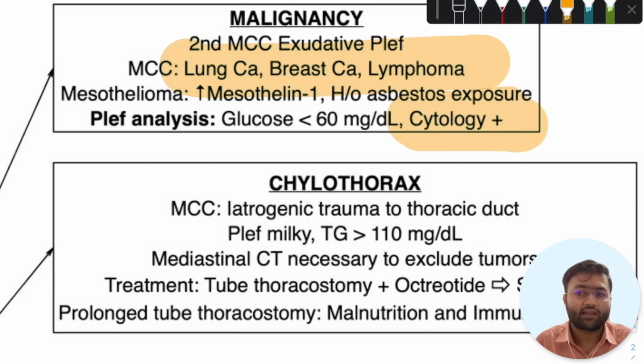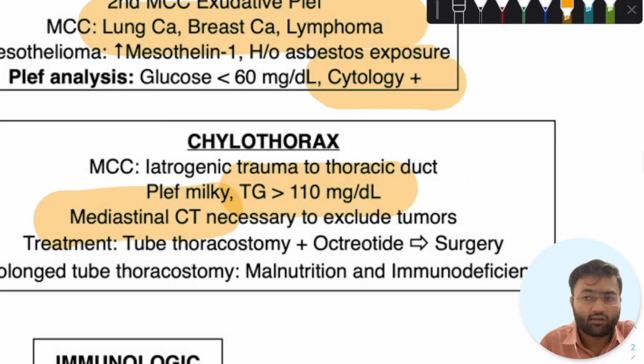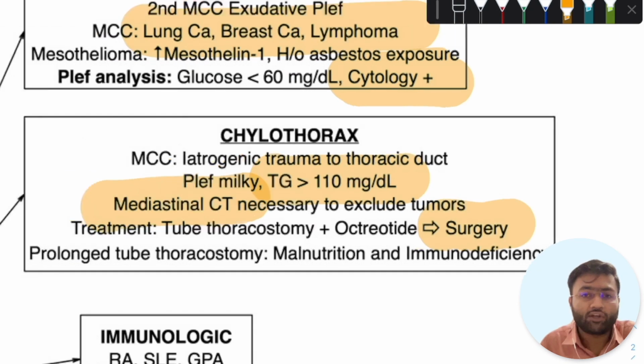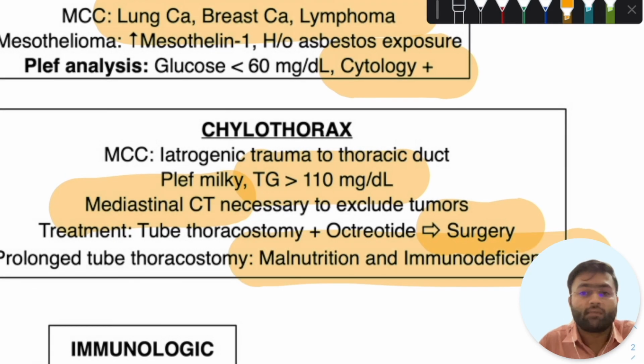Then chylothorax is secondary to iatrogenic trauma, generally seen during thoracic surgery. Pleural fluid will reveal milky fluid, and along with that the TG levels are elevated to more than 110 milligram per deciliter. In this condition, always suspect the presence of mediastinal tumor, and thus mediastinal CT is necessary. Definitive treatment is tube thoracostomy with octreotide administration, and if not responsive, you can go with surgery. You should always avoid prolonged tube thoracostomy in these patients because it will lead to malnutrition and immunodeficiency.